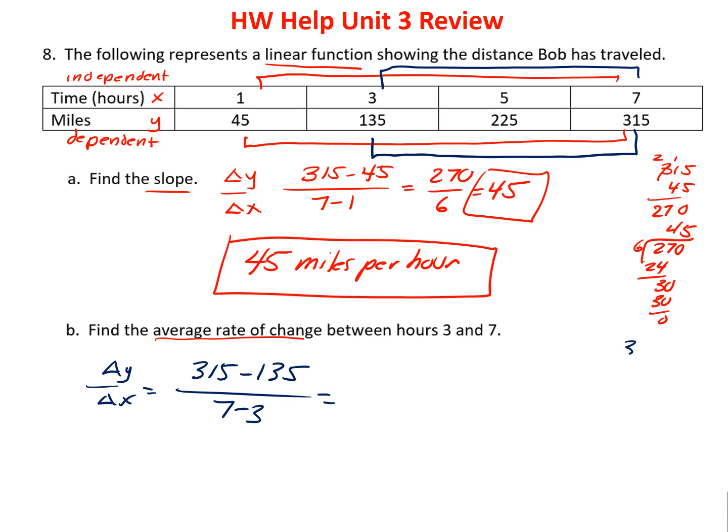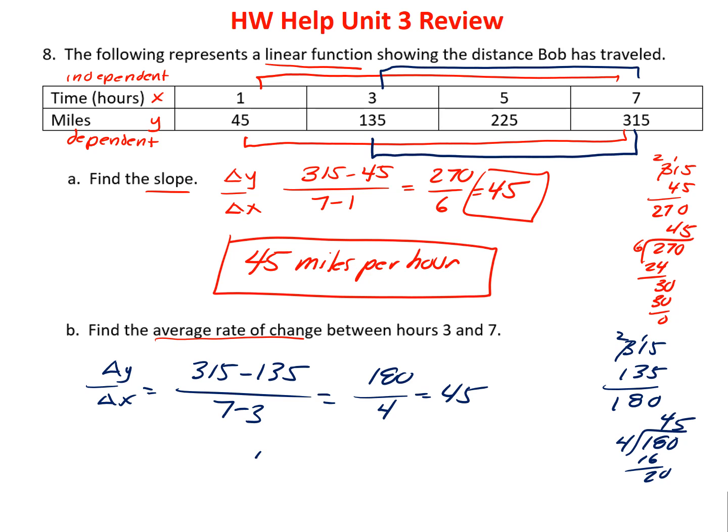So again, let's do a little quick calculation. 315 minus 135, 5 minus 5 is 0. Borrow the 2, 11 minus 3 is 8, 180. Divided by 7 minus 3 is 4. So 4 into 180. 4 goes into that 4 times, 16 with 2 left over. And guess what? We got 45 miles per hour again.